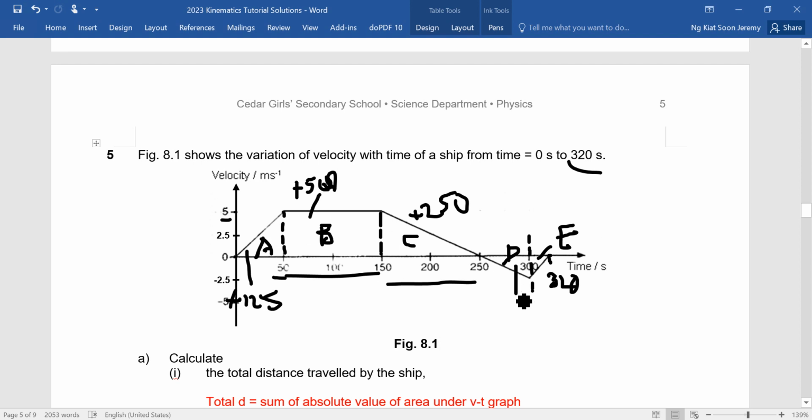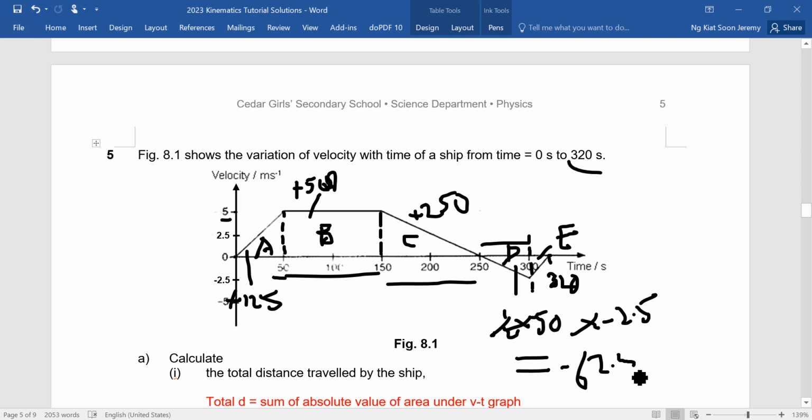But when I hit D, my area under the graph actually becomes negative. Why? Because it becomes half times this length over here, which is 50, multiplied by this length over here, which is minus 2.5. This is the first time the area under the graph becomes negative, which implies that the displacement for this duration is in the opposite direction to this direction, this direction, and this direction. I'll explain what that means in a moment.